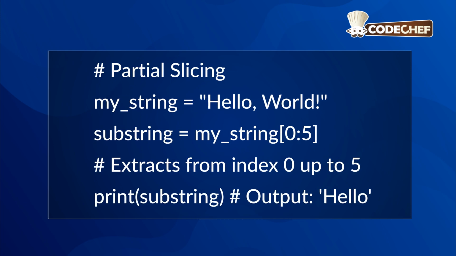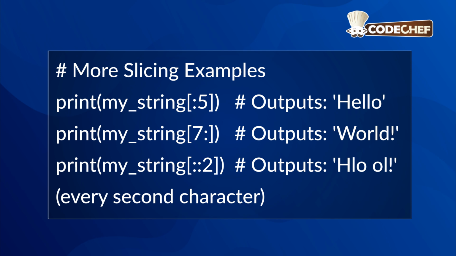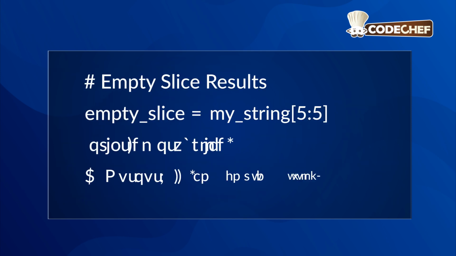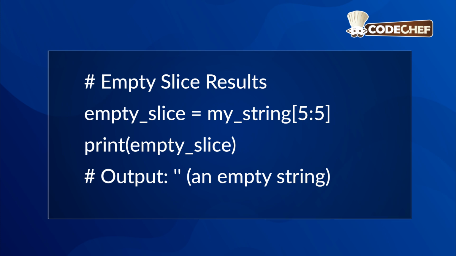Slicing lets you extract parts of a string. To get a substring, you provide a start and end index. Let's grab hello. If you omit the start or end, it defaults to the beginning or end of the string. You can even add a step to skip characters. And what if a slice is out of range or the start and end are the same? Python handles this gracefully by returning an empty string, which prevents errors.